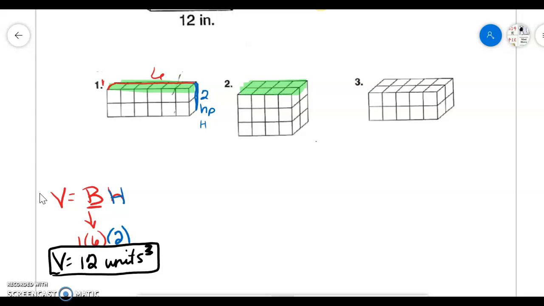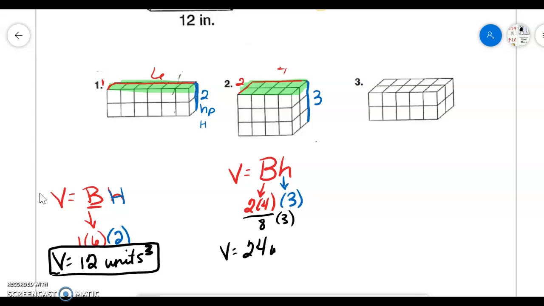So on this next one, we can see here is our base shape, and it has dimensions of 2 by 1, 2, 3, 4. So when we write our formula, V equals big B H, I know that I'm going to have 2 times 4. Here's the height of my prism. It is the number that is not on my base shape that I colored, so 3. So 2 times 4 is 8, 8 times 3, the volume of this shape is 24 units cubed.